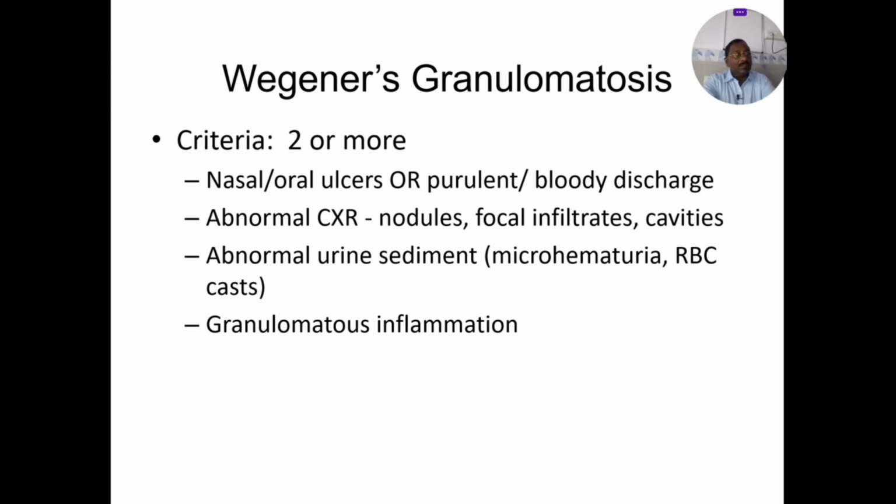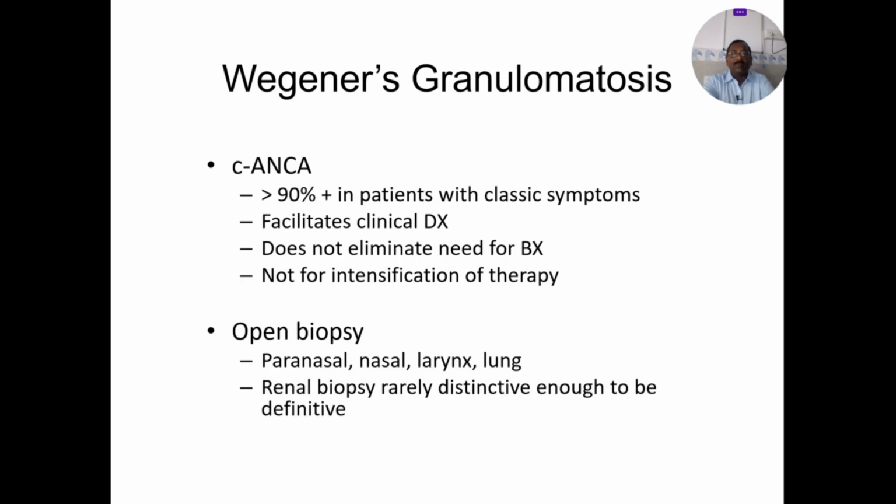So here the nasal, the upper respiratory tract, and then the nodules and the cavities, and the lower respiratory tract and the lungs, and there will be the renal involvement in the form of the hematuria and the RBC casts or the proteinuria, and then the biopsy shows you granulomas and inflammations, granulomatous inflammations.